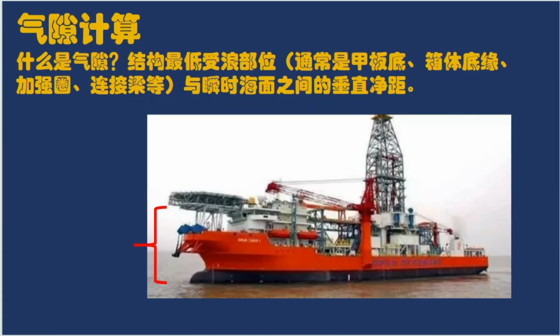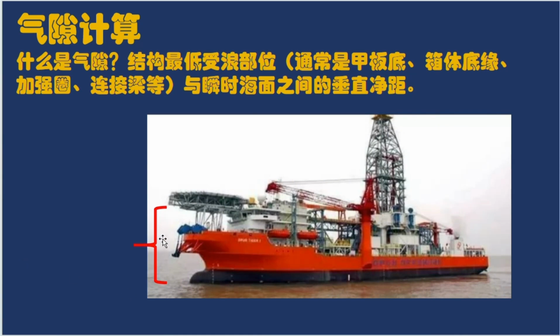In this episode, I plan to guide everyone through the calculation of air gap. First, let me explain what an air gap is. The air gap refers to your offshore structure. The lowest wave-affected part of the structure is usually the edge of the deck's bottom plate or the perimeter of the box girder. It is the vertical minimum distance between this point and the instantaneous sea surface.